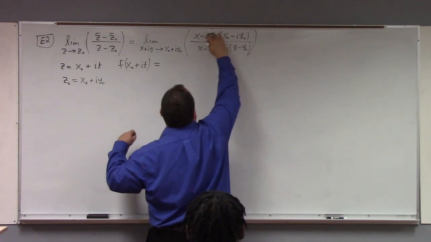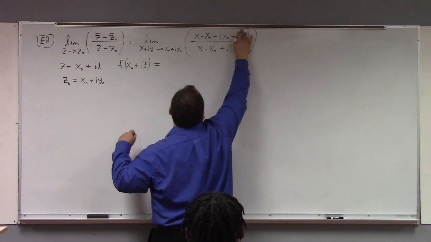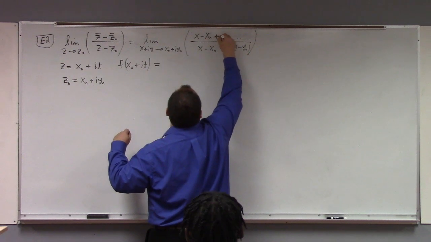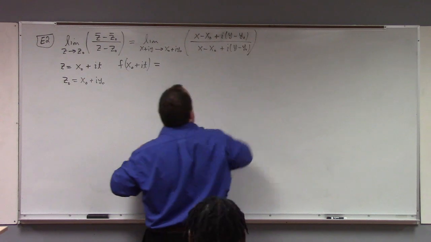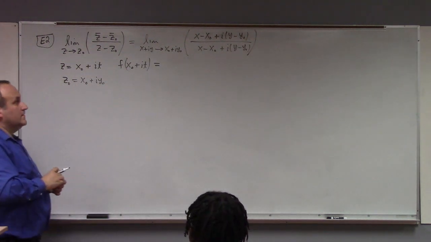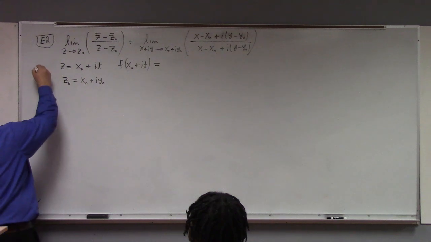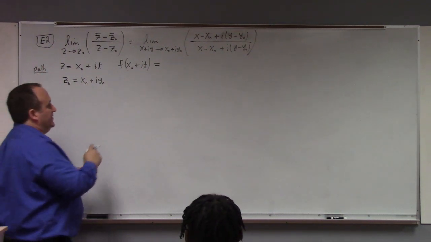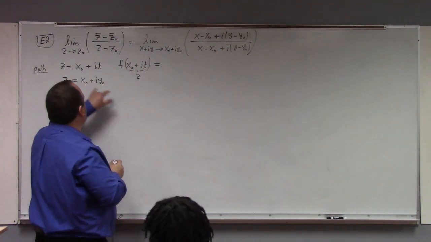And I could probably clean this up a bit. Let me put the x naughts next to each other. Let me put the x's and the y's together, yeah? Make the formula better for us. Plus I times y minus y naught. All right, there you go. That's the formula. So z is x plus it? Yes. No, I mean x naught plus it. So this is a particular path. So I want to look at what happens when I put z equal to this.